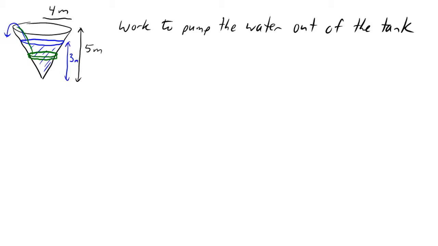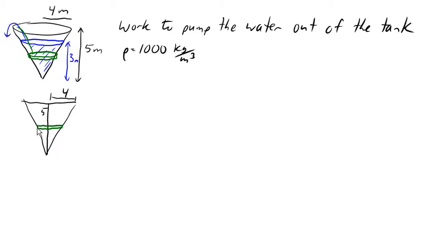So we know that the density of water is 1,000 kilograms per cubic meter, and so to find a mass, we're going to need the volume of this slice. For that, we might turn this picture sideways and just look at it straight on. And so we know that the radius of the big cone is 4 meters, and the height of the cone is 5. And if we look at one of these slices here, what we really need is the radius of this slice in order to find the surface area and then the volume.